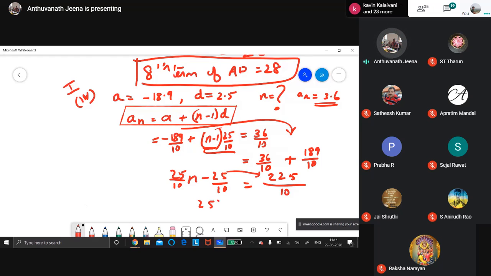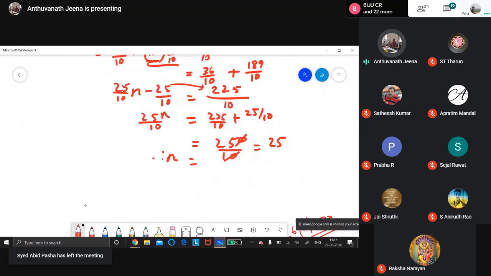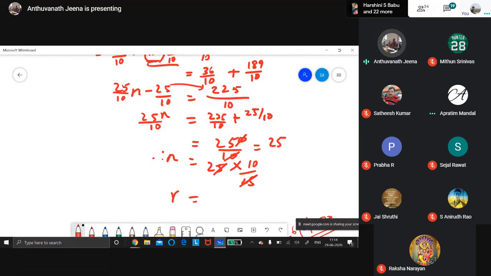So 25 by 10 N, you keep this side and bring 225 by 10, minus will become plus, after the equal sign. Multiplication will become division, division will become multiplication. Remember that. Now 250 by 10 you will get. Now you get only 25. Now what is N? N will be 25 into 10 by 25. So 25 gets cancelled. N is equal to 10.